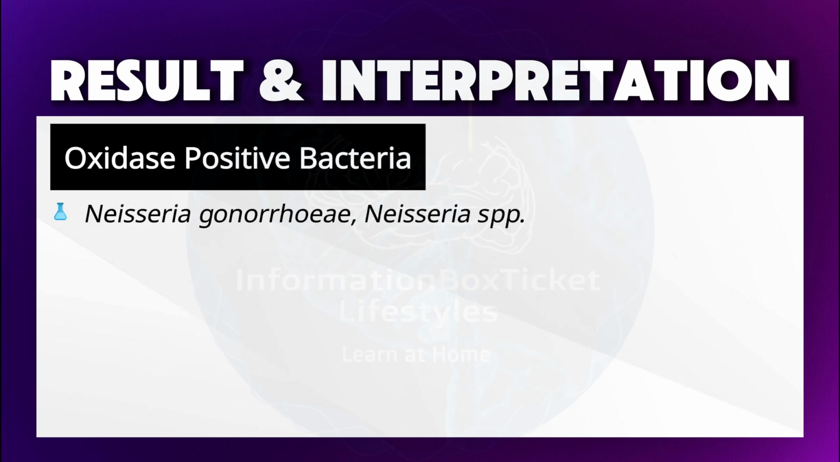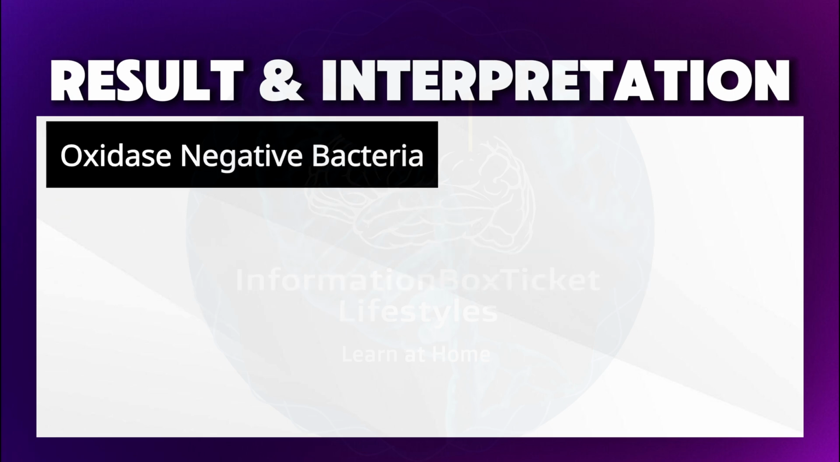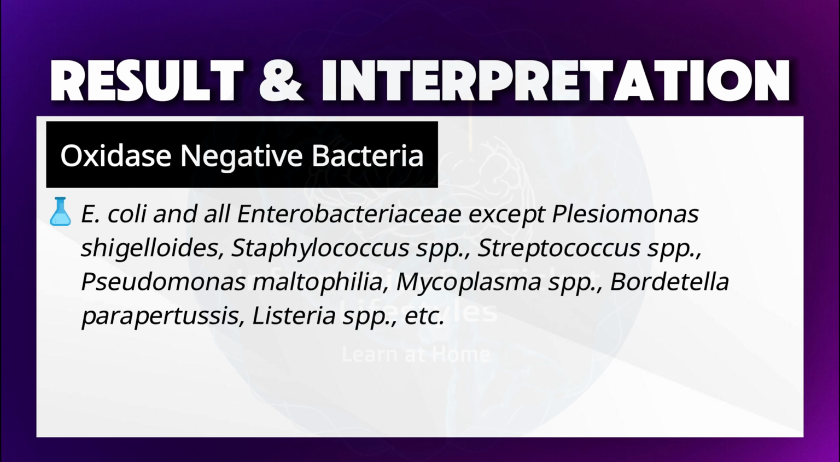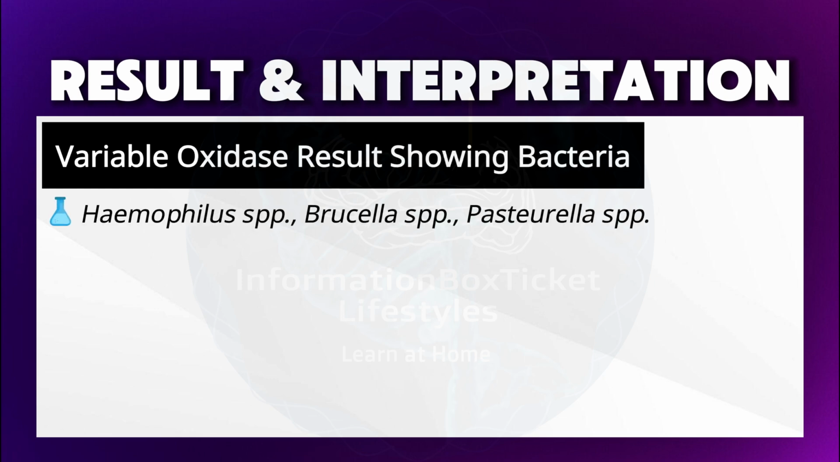Oxidase positive bacteria: Neisseria gonorrhoeae, Neisseria spp, Pseudomonas aeruginosa, Aeromonas spp, Vibrio spp, Brucella spp, Moraxella spp, Micrococcus spp, Bordetella pertussis, Campylobacter spp, etc. Oxidase negative bacteria: E. coli and all Enterobacteriaceae except Plesiomonas shigelloides, Staphylococcus spp, Streptococcus spp, Pseudomonas maltophilia, Mycoplasma spp, Bordetella parapertussis, Listeria spp, etc. Variable oxidase results are shown by Haemophilus spp, Brucella spp, Pasteurella spp.